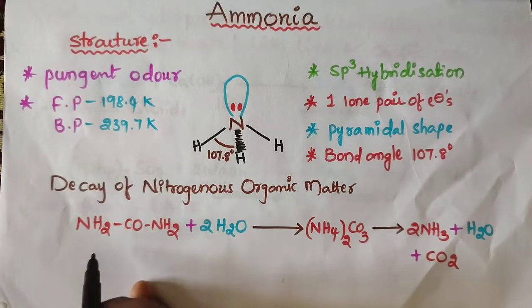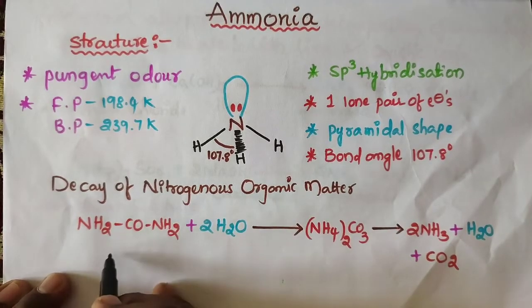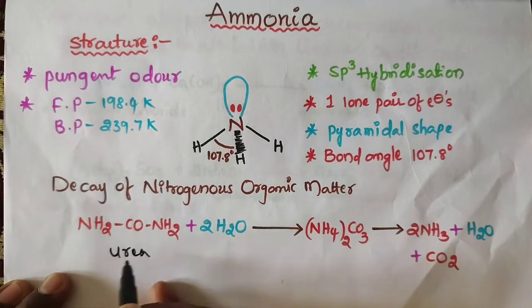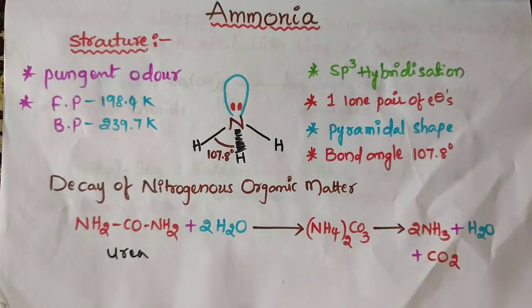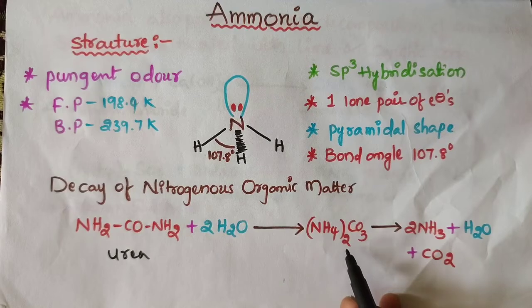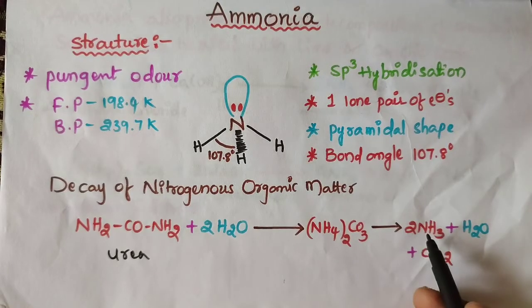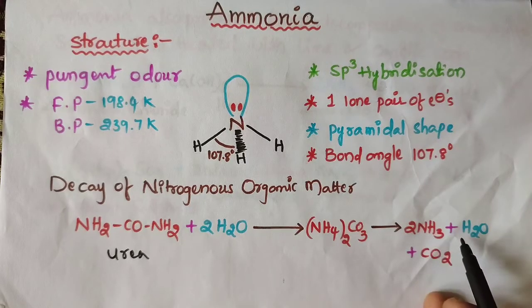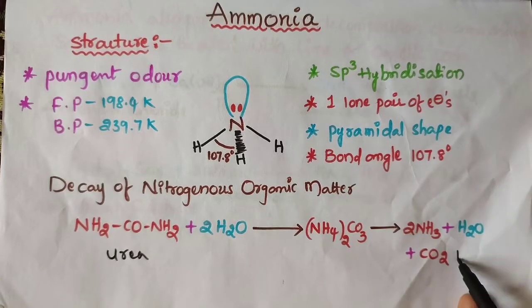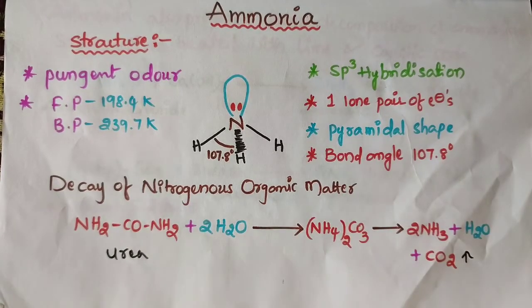So now we take urea, NH2CONH2. Urea with H2O, we get (NH4)2CO3, which goes to form 2NH3 plus H2O and CO2 gas. This way a small quantity of ammonia is prepared.